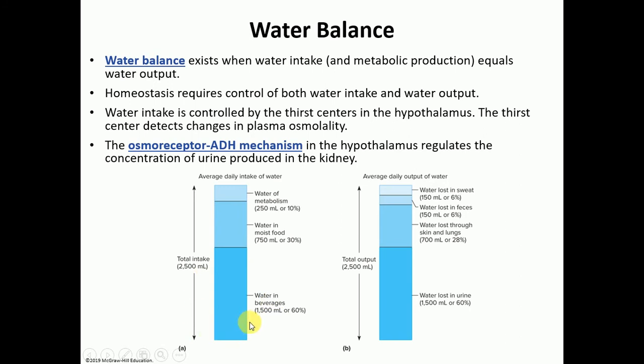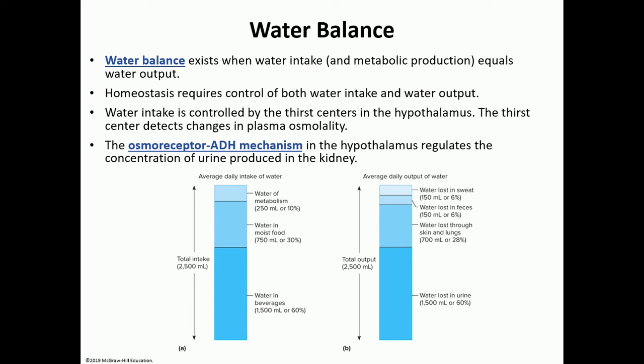Obviously, again, the vast majority would be by drinking beverages. Of your average daily output of water, you'll lose most water by urination, followed by water loss through skin, through perspiration, and lungs in the form of water vapor. We also lose some water in feces, and then water in sweat. These, again, could change depending on physical activity, depending on environmental temperature, and so on.